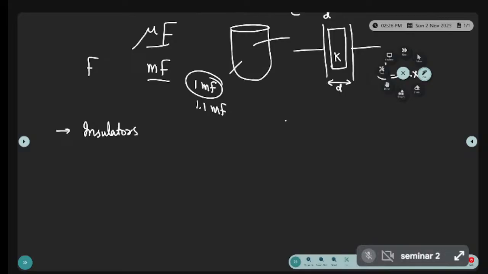To understand about dielectric materials, we make use of insulators. Sir, can you speak about insulators? What are insulators? Or what is an insulator?